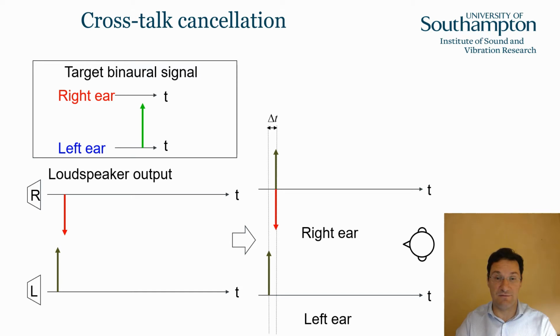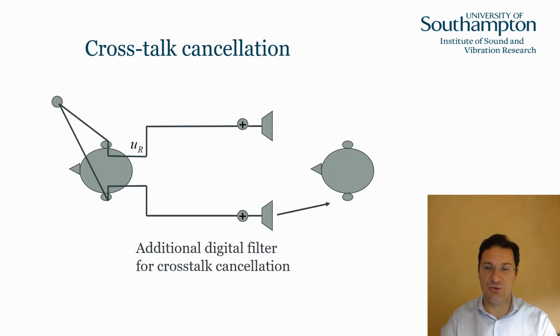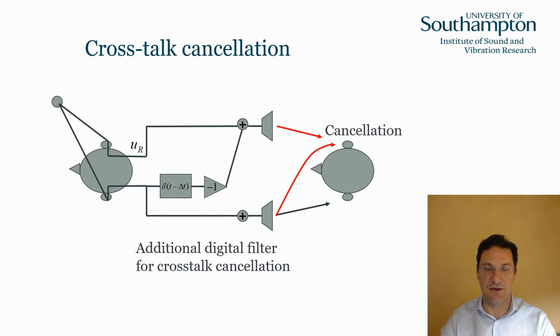This is the first fundamental step. How do we do that in practice in terms of signal processing scheme? Well, what we can do is take the signal intended for the left ear, play it back with the left loudspeaker, but also delay it, phase reverse it, and feed it to the right loudspeaker. Of course, the consequence of that, if we calibrate this delay properly, is that the signal intended for the left ear is going to be cancelled at the right ear.